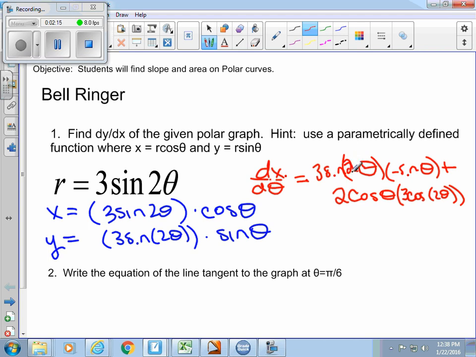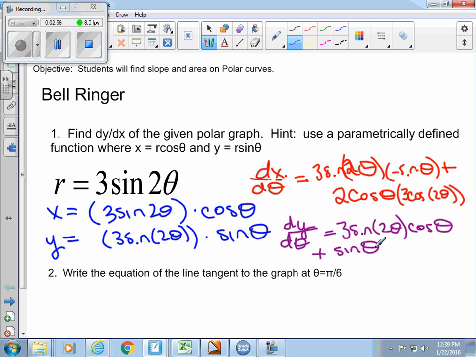There is a 2 there. My board was being glitchy. Sorry. Any questions so far? We got to do dy d theta. Dy d theta, still a product rule. Left d right plus right d left.